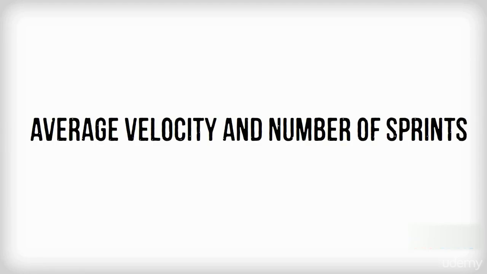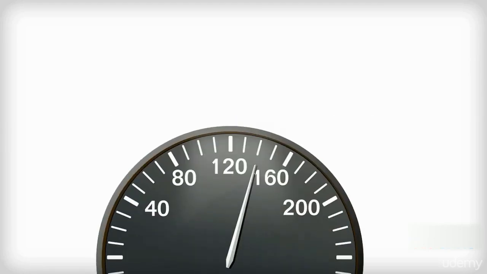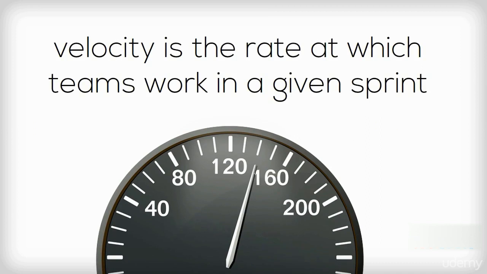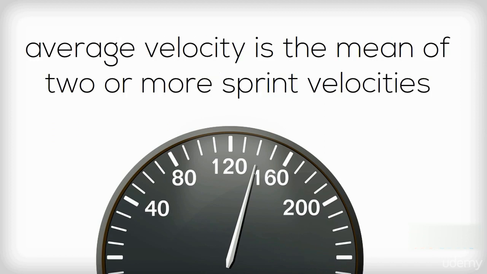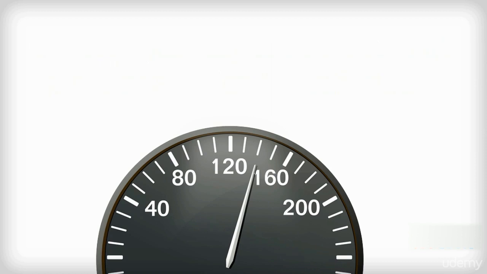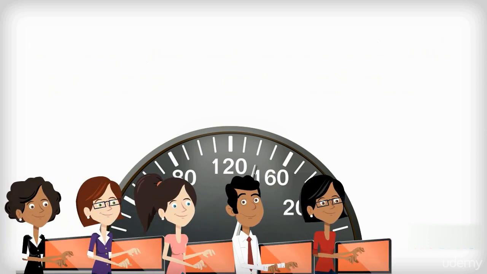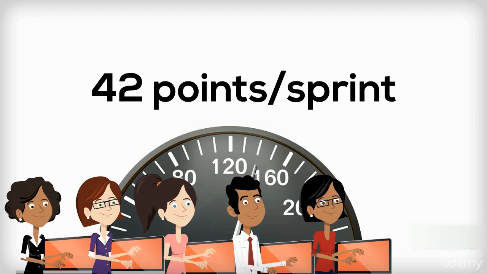Average velocity and the number of sprints. As mentioned previously, velocity is the rate at which teams work in a given sprint. Average velocity is a mean of two or more sprint velocities. For example, a team may work at the rate of 42 points per sprint.